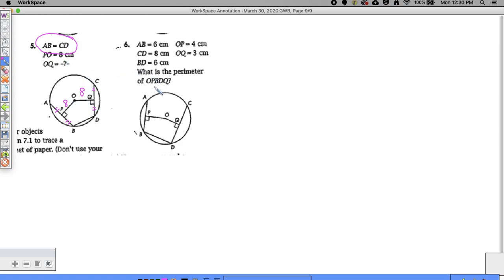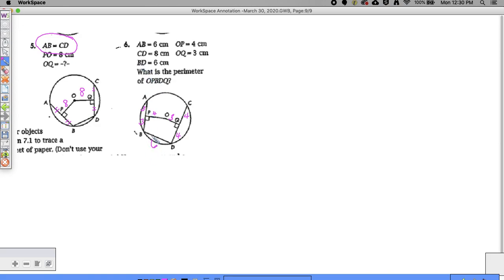Okay, so over here, you're given a bunch of stuff. You're told that AB is 6, which tells me that this is 3, and that's 3 right there. OP is 4. CD is 8, which means this is 4, and this is 4 right over here. OQ is 3, and then ED, where the heck is ED? Oh, it's BD.